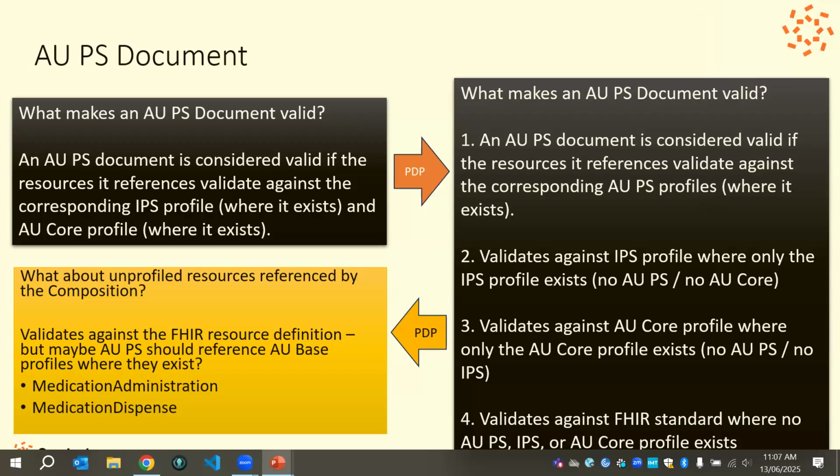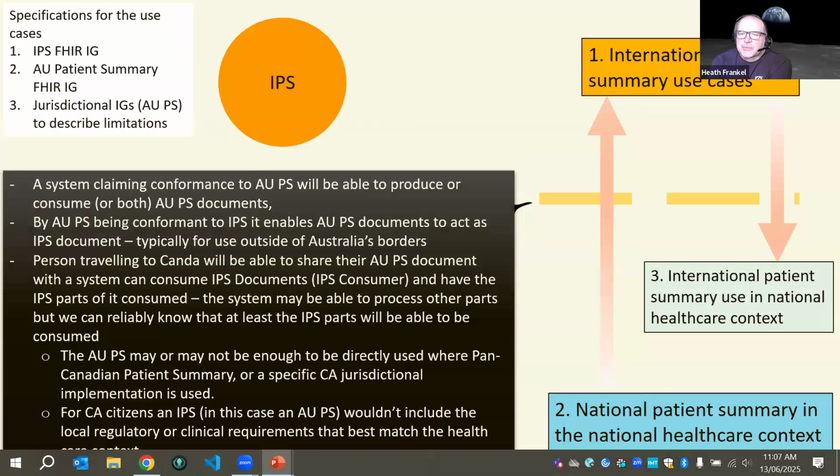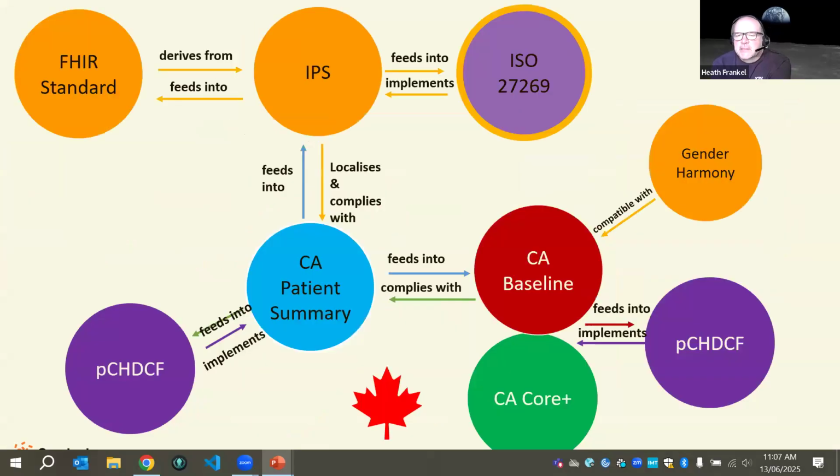Have the others done the same? Is there a CA base or an NZ base or something like that that they refer to as well? CA is probably not a good example because they basically don't even derive formally from IPS. They've pretty much created a CA from scratch.